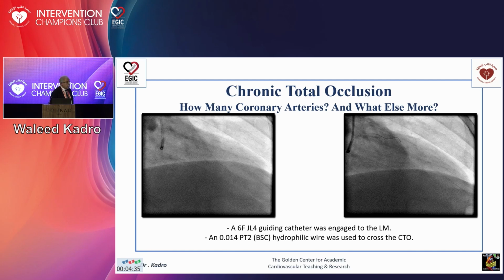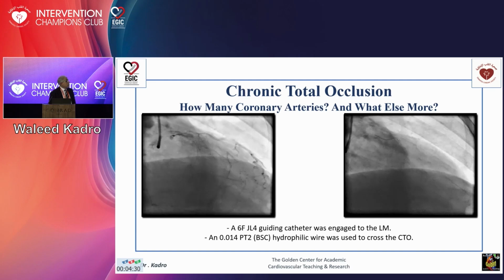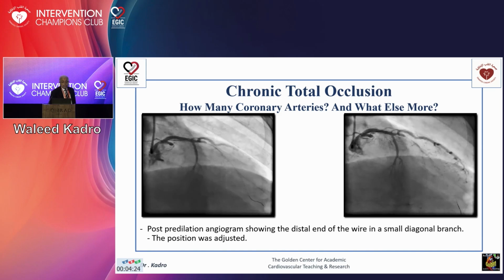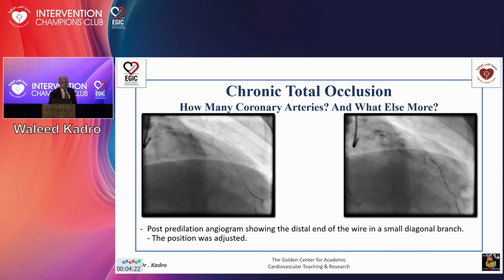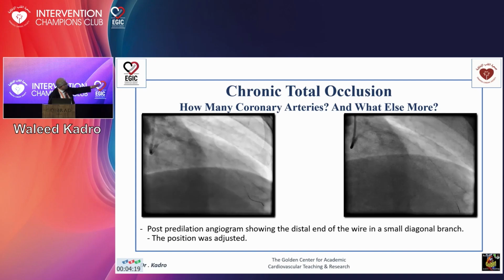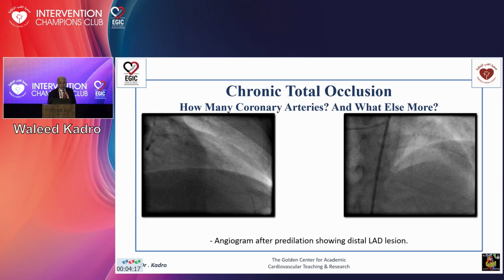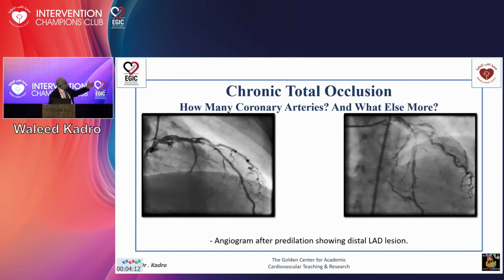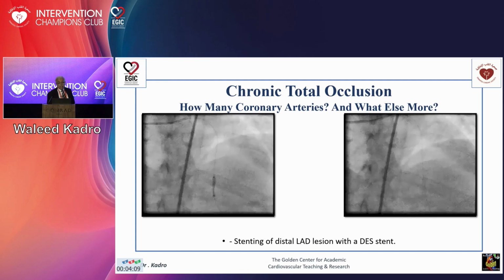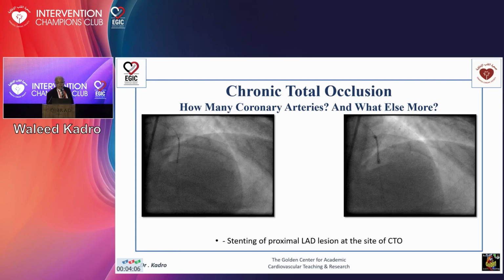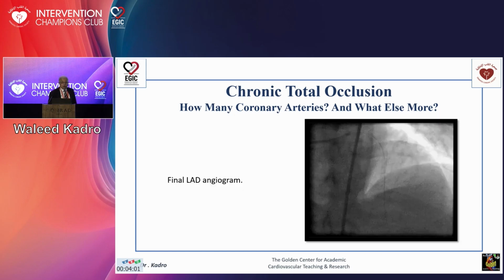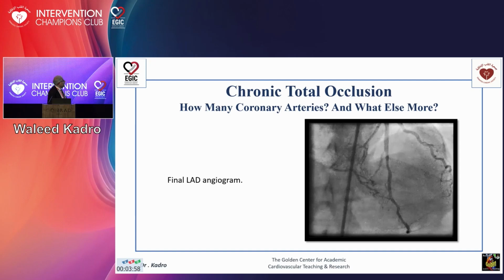So I started with LAD intervention. You see this is the lesion, and we crossed with the wire and predilated. And this is the angiogram showing that the wire was going into a small diagonal, and we redirected the wire. And this is the angiogram after predilation, showing even a distal LAD lesion. So we stented the distal LAD lesion, and again stented the proximal LAD lesion at the site of the total occlusion. And this is the final angiogram for the LAD.